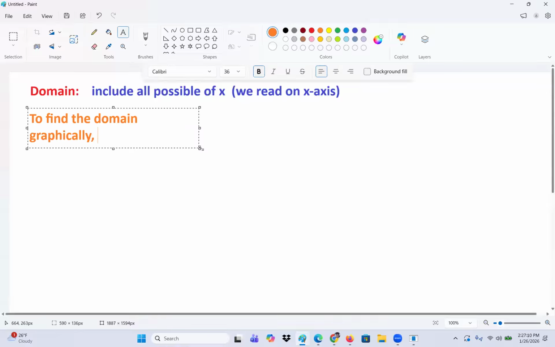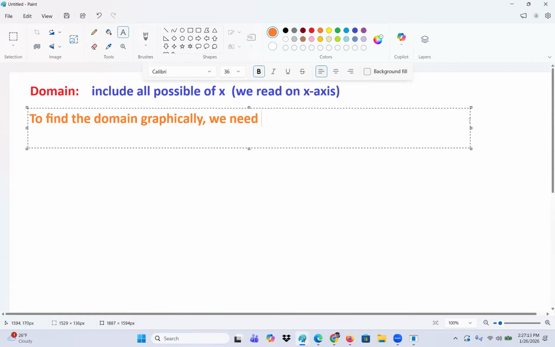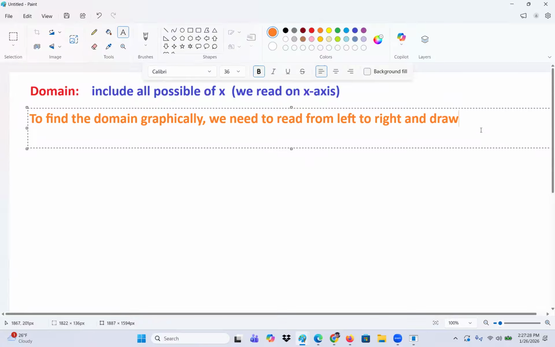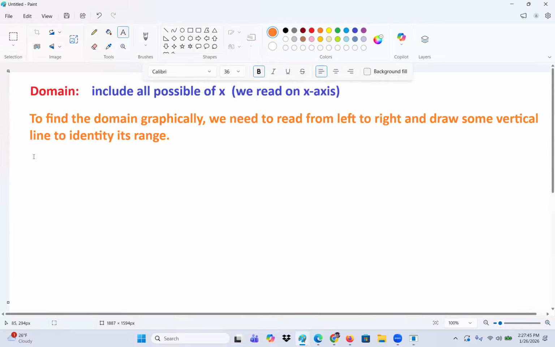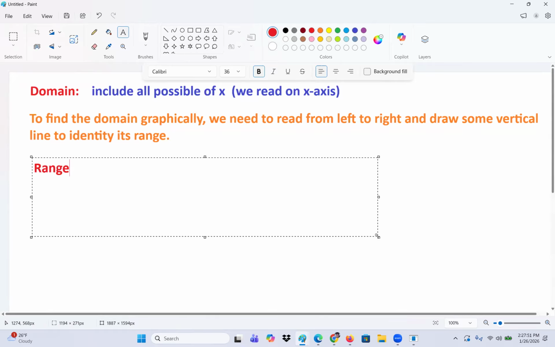graphically, we need to read from the left to the right, and make sure we draw some vertical lines to identify this range. So for the domain, we can figure it out quickly, and then for the range we're going to do the same thing.